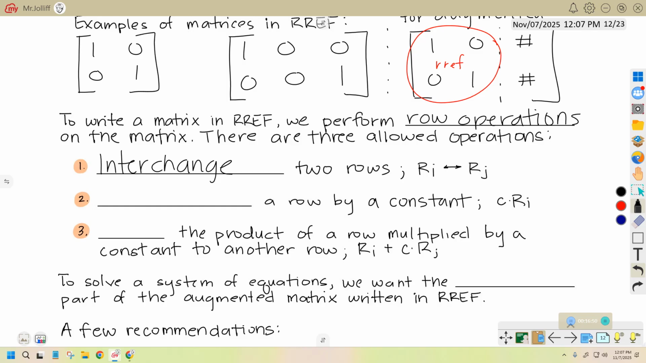I can multiply a row by a constant. It would be the same as multiplying the left and right side of an equation by the same number.